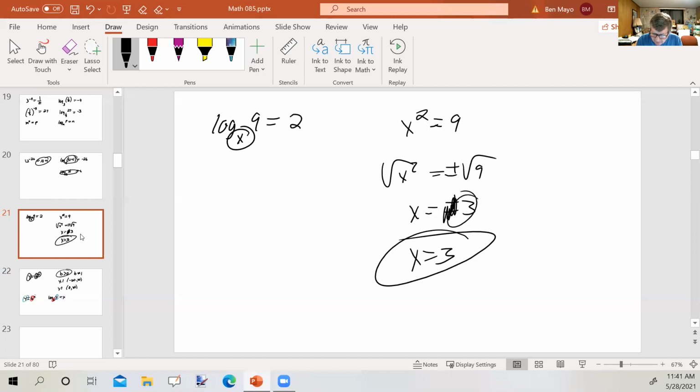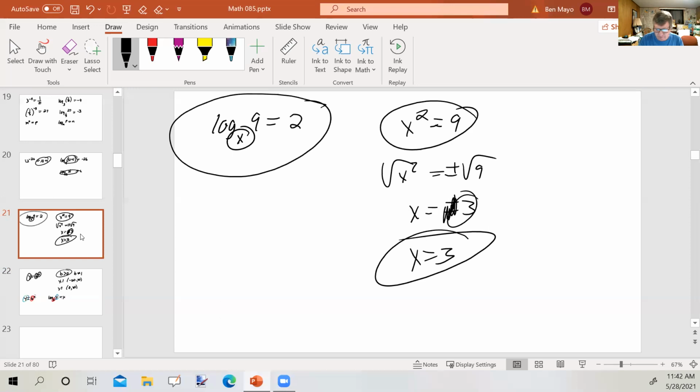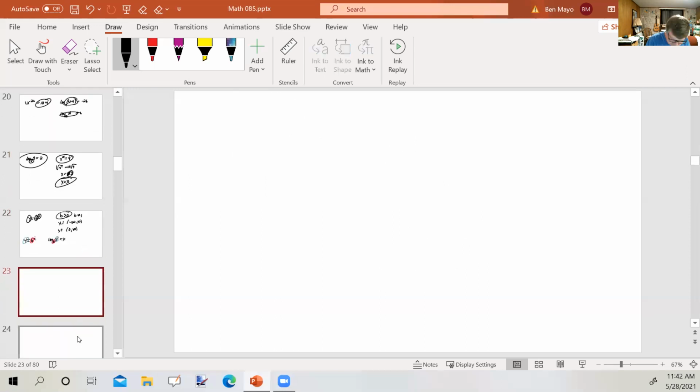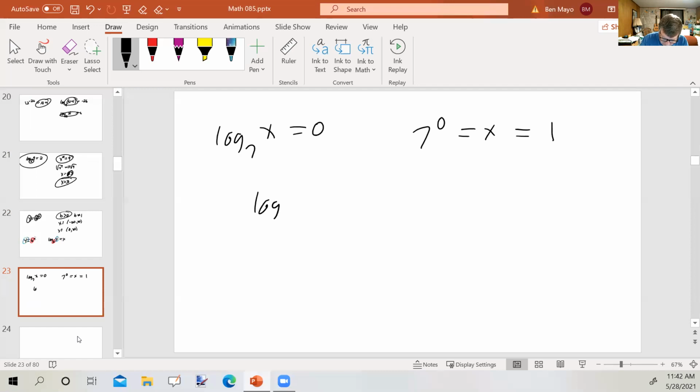So yes, -3 is a solution to that equation, but in the context of this problem, we have to toss out the -3 answer because again, the base has to be greater than 0 and not equal to 1. Okay, let's see here. Log base 7 of x equals 0. Writing that as an exponential equation, 7 to the 0 power equals x. Well, 7 to the 0 power equals 1. So log base 7 of 1 equals 0.